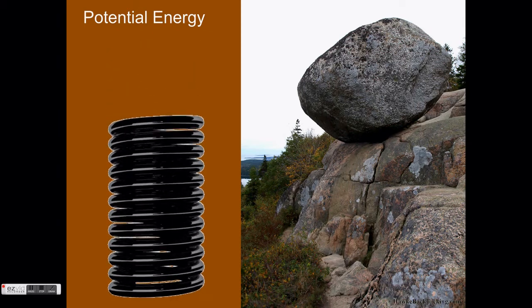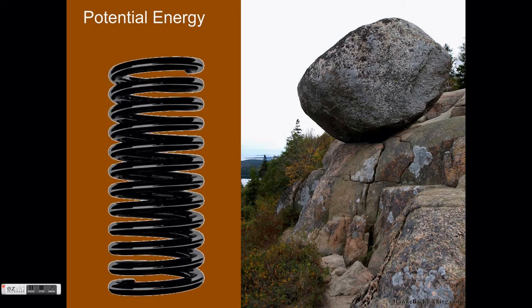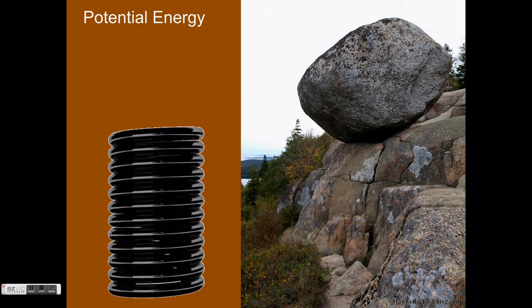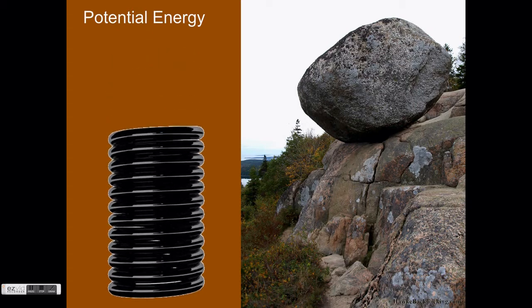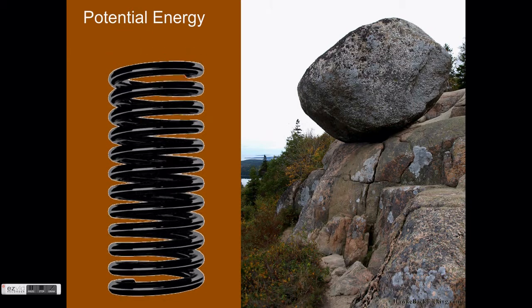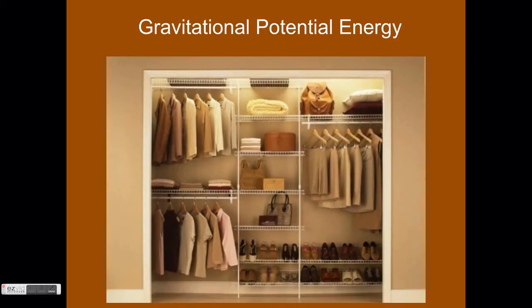If you were to push down on the spring in this picture, it has stored potential energy. The spring has the potential to spring back upwards, which would be a change in the spring. Again, potential energy is when energy is stored and has the potential to cause change or do work. Let's look at some different types of potential energy.